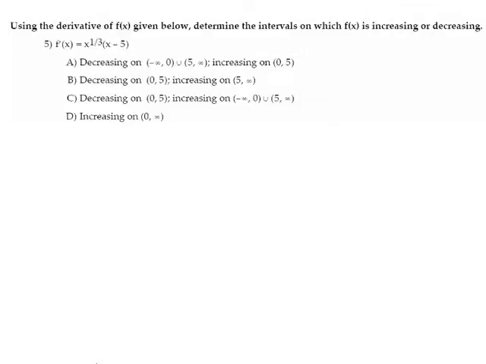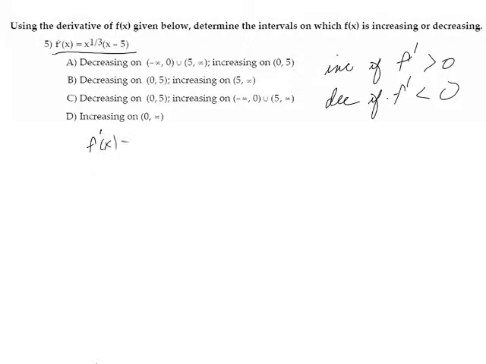Problem 5, we want to determine the intervals on which the function f of x is increasing or decreasing. In this particular case, we were already given the first derivative. We know it's increasing if f prime is more than 0. It's decreasing if f prime is less than 0. We're already given the derivative, f prime of x is equal to x to the 1/3 times x minus 5, and that's equal to 0 at x equals 0 and x equals 5.